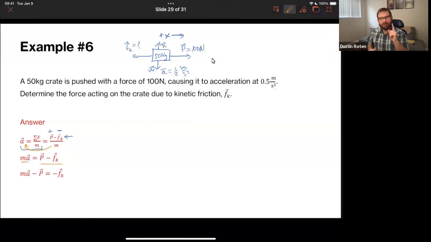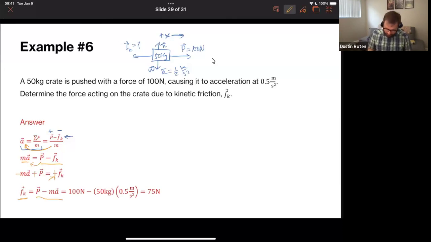Now I need to get friction by itself, so I'm going to subtract P to the other side. Okay, and then the last thing I'm going to do, I just need to flip the signs on everything, right? Because I have this negative friction, but I need to solve for positive friction. So that just means I have to flip all the signs. So I get my positive friction by itself, and that's going to equal P minus NA.